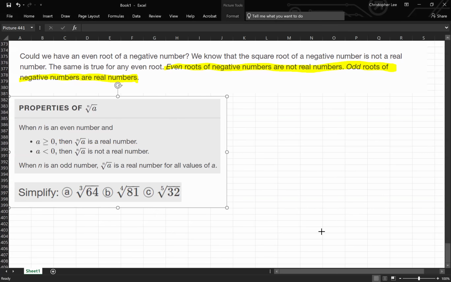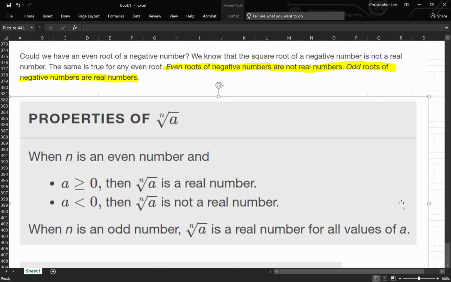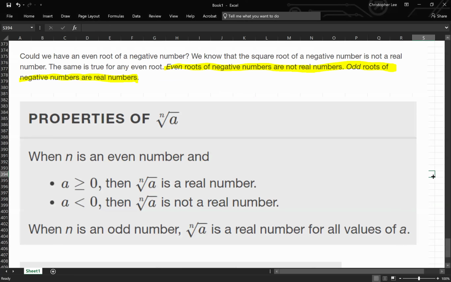So now we're going to talk about properties of the nth root of a. When n is an even number and a, the radicand, is greater than or equal to 0, then the nth root of a is a real number. But when a is less than 0, then the nth root of a is not a real number, right? That's simple. And you just type it in the homework just like that, not real. Boom. When n is an odd number, the nth root of a is a real number for all values of a.